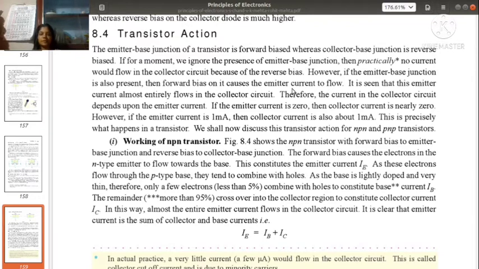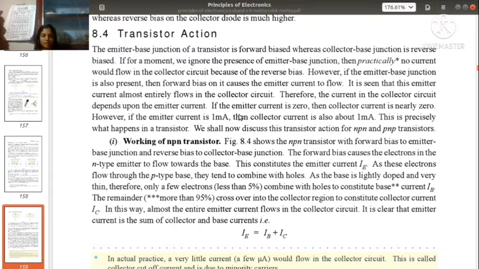It is seen that this emitter current almost entirely flows in the collector circuit. Therefore, the current in the collector circuit depends upon the emitter current. If the emitter current is 0, then the collector current is nearly 0. However, if the emitter current is 1 milliampere, then the collector current is also about 1 milliampere. This is precisely what happens in a transistor. We shall now discuss this transistor action for NPN and PNP transistors.